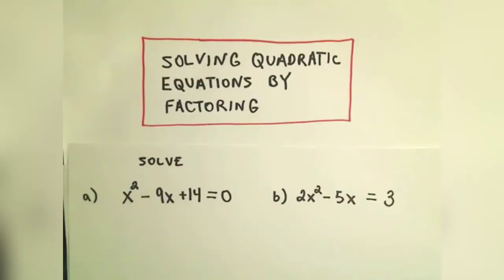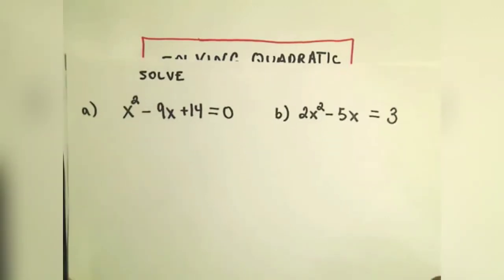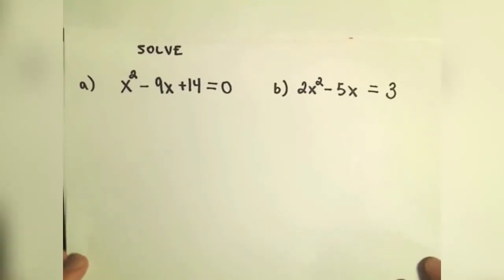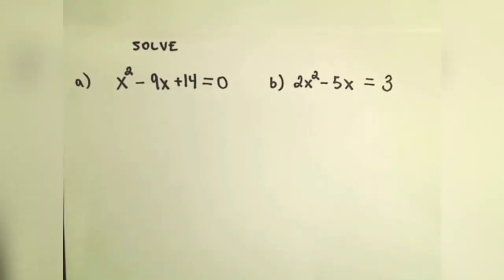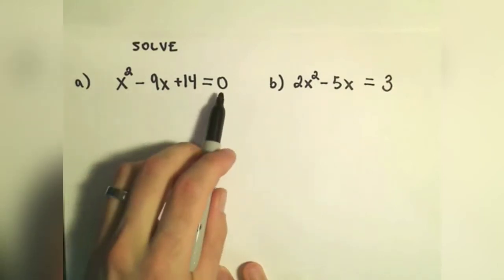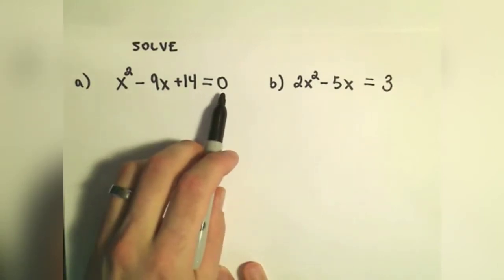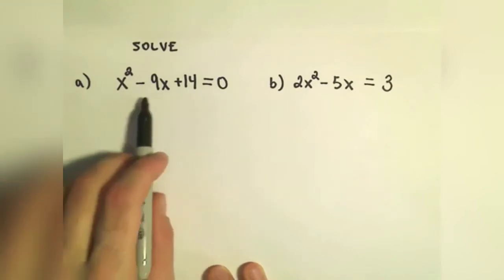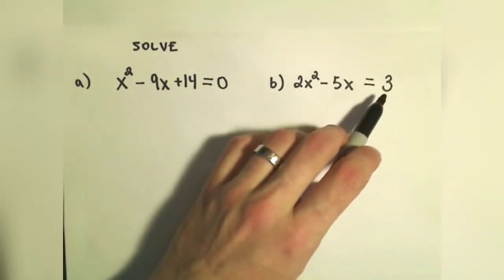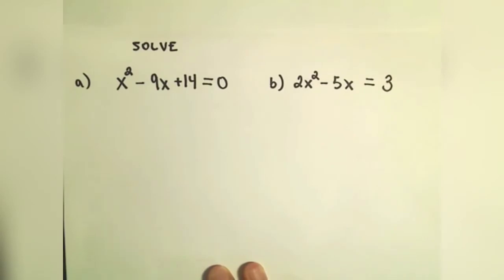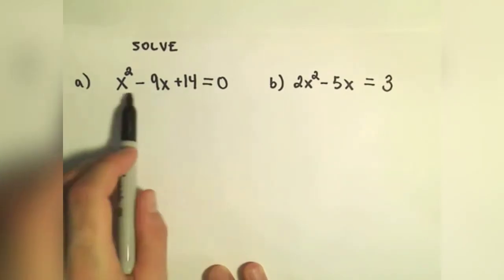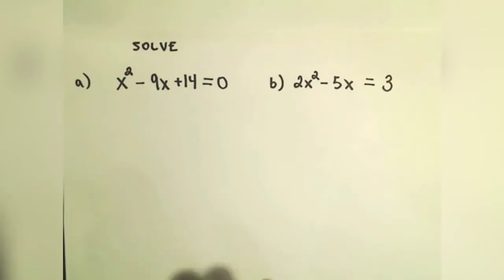Alright, in this video I'm going to do a couple examples of solving some quadratic equations by factoring. In our first example here we've got x squared minus 9x plus 14 equals 0. And again, the basic idea is we're trying to factor first off. One thing that's important is you want one side of the equation to be equal to 0. So notice we have that in our first example. We don't have that in our second example, so that's something we'll have to do first in that problem. But in this one it is set equal to 0, so to me that's good.